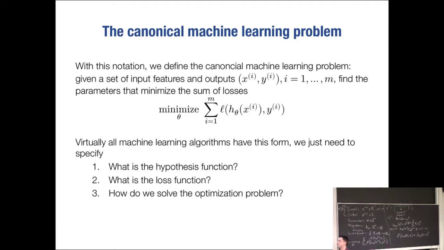There are a few additions people often put on that, but that's, to a first approximation, a very good description of what all machine learning is doing. Finding a hypothesis that minimizes the sum of losses on our training set, where again, loss is some measure of how different our prediction is from the true output. So maybe I'll circle this as something to come back to. And as I said, virtually all machine learning algorithms have this form.